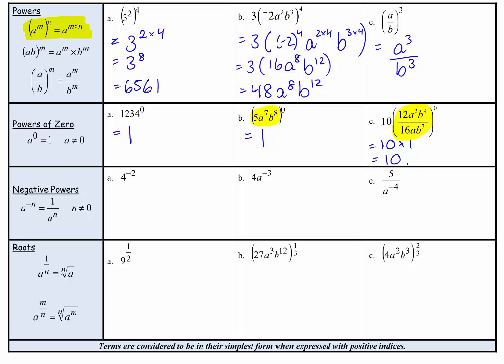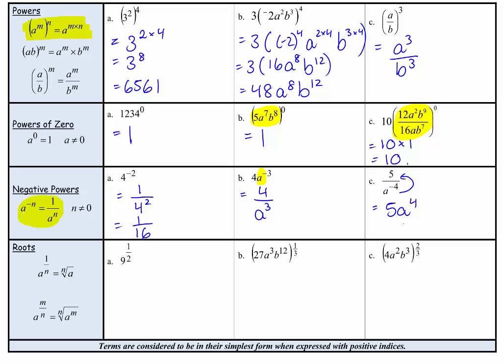Negative powers. We always express with positive powers when we're doing exponentials, and we do that. So if we have something to a negative power, we put it 1 over. So if I have 4 to the negative 2, I can rewrite that as 1 over 4 squared, which is 1 over 16. So next, the only thing to the negative is that a. That 4 isn't. So 4 stays there, but a to the negative 3 goes to the bottom to make it positive. And similarly, if the negative is in the denominator like it is here, then it's going to go up to the top to make it positive. So that's 5a to the 4.